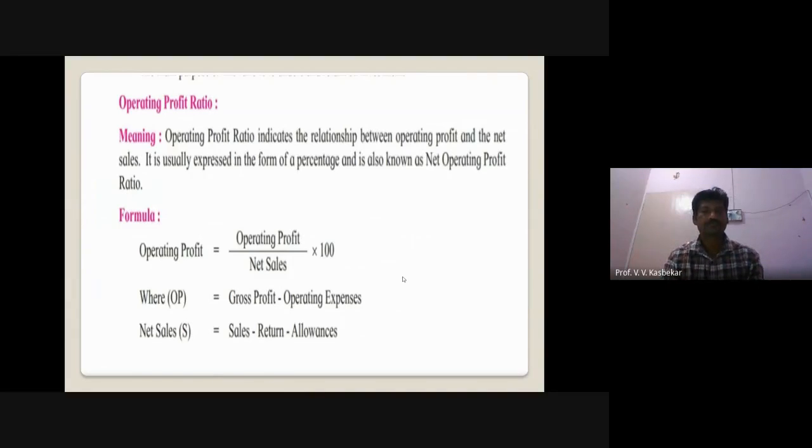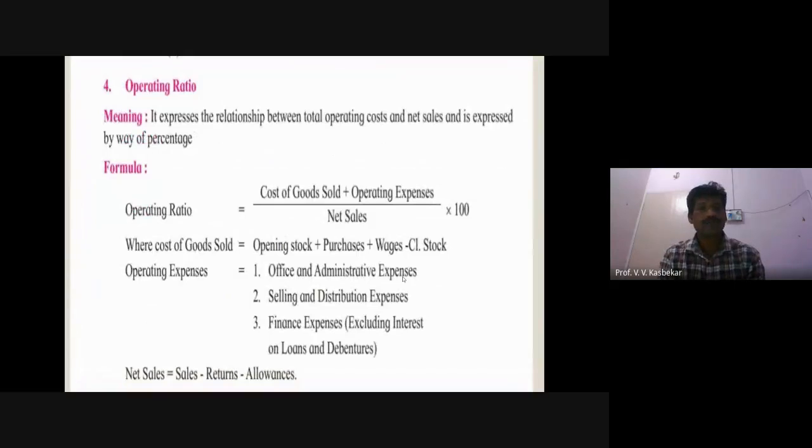Okay, then operating ratio. It expresses the relationship between operating costs and net sales, and it is expressed by way of percentage. Operating ratio is cost of goods sold plus operating expenses divided by net sales into 100.